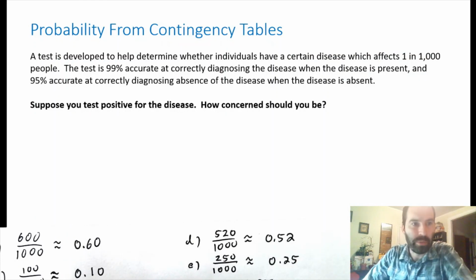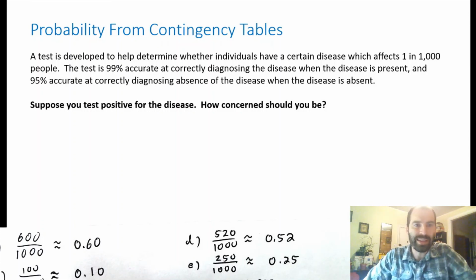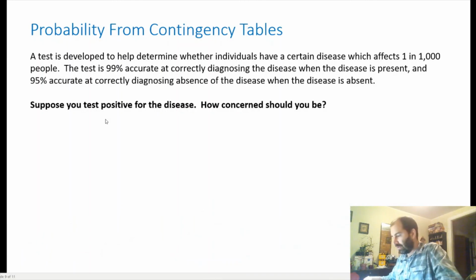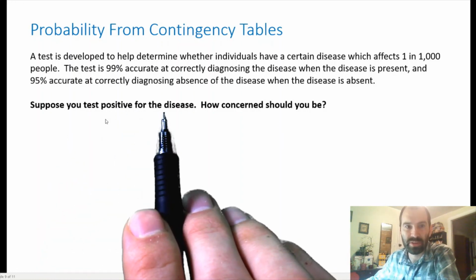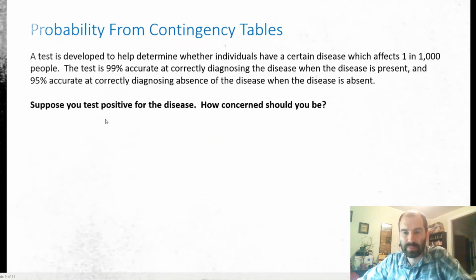Let's do another example. So a test is developed to help determine whether individuals have a certain disease, which affects 1 in 1,000 people. The test is 99% accurate at correctly diagnosing the disease when the disease is present, and it's 95% accurate at correctly diagnosing the absence of the disease when the disease is absent. Okay, so sounds pretty good, right? Suppose you test positive for the disease. How concerned should you be?